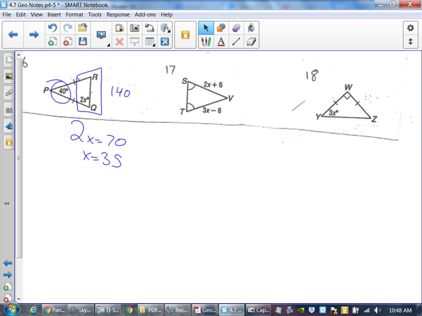Okay. On the next one, you have base angles are congruent, which means the sides have to be congruent. Very, very fast on that one.